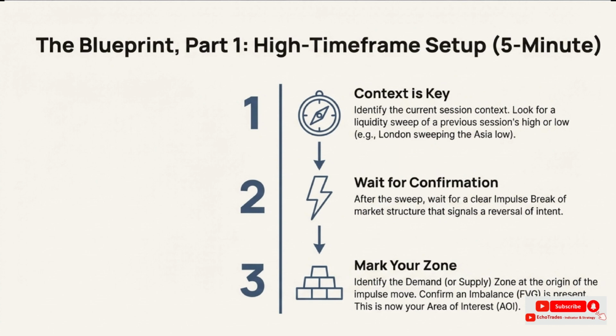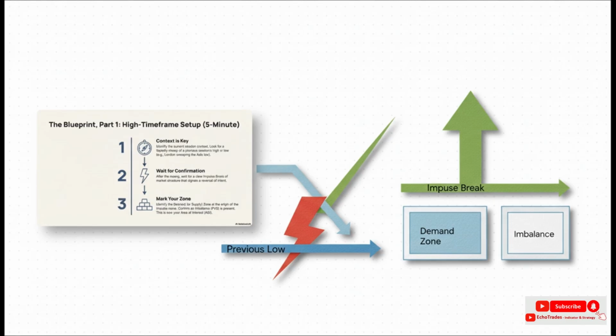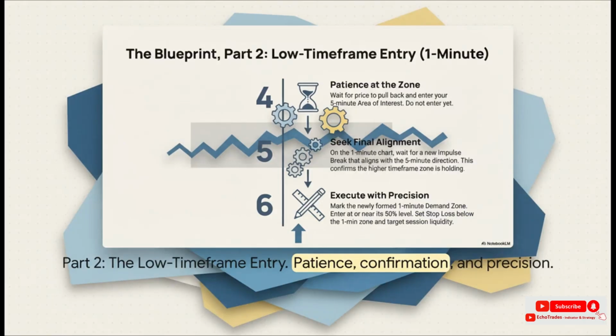So, step 1, we look for a liquidity sweep. That's when price dips below a key low to grab orders. Step 2, we need confirmation. We wait for that big impulse break we talked about. And step 3, we mark our zone. We find that demand zone with the imbalance, and that becomes our official area of interest. Okay, for the second half, we zoom in.